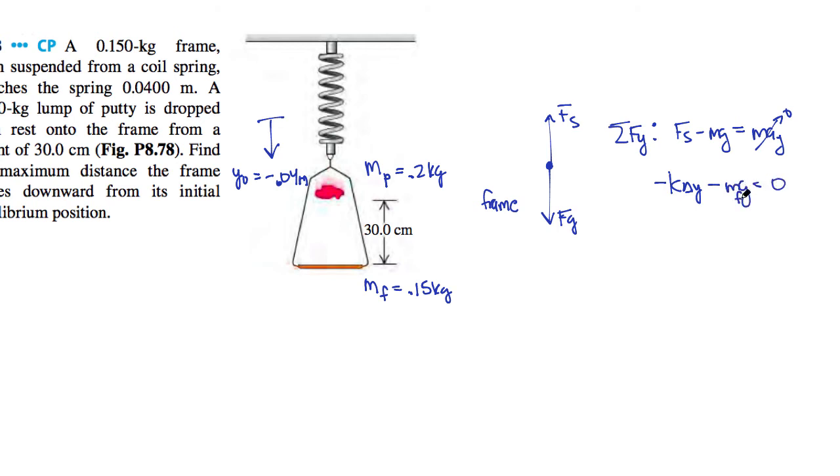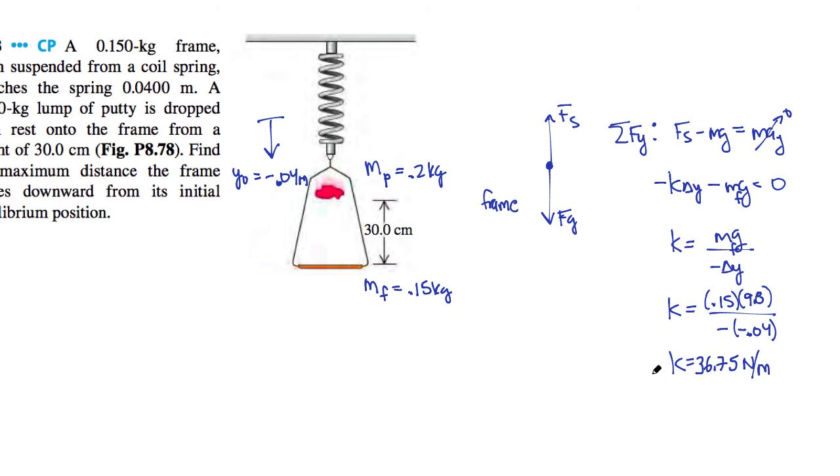And this is mf in this case. So my k will actually end up being mg divided by negative delta y. So my k should be, for the mass of the frame, 0.15 times 9.8 over negative of my negative 0.04 meters. So the spring constant here is going to be 36.75. And since everything is in base SI units, I know that's newtons per meter.